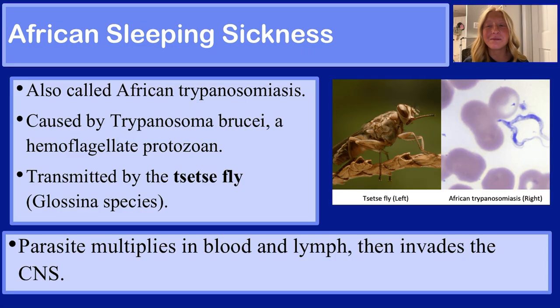And after it enters the bloodstream, the parasite will spread throughout the body and eventually cross into the central nervous system. And this infection leads to intermittent fevers, enlarged lymph nodes, and neurological symptoms as it goes on. But because the parasite changes its surface proteins frequently, the immune system struggles to eliminate it, which allows for long-term infection.